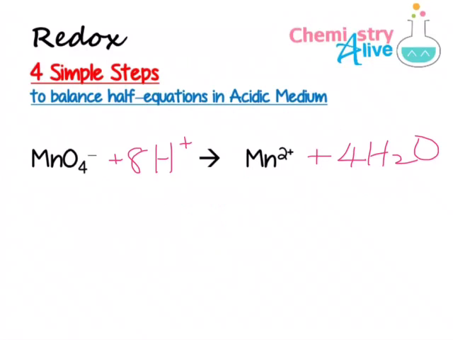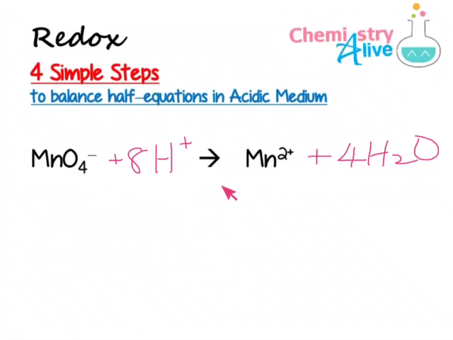Last but not least, we need to balance the overall charges by adding electrons. Let's take a look at our left side of the equation. Over here, we have a total of 8 plus, minus 1. So in total, we have 7 plus on the left. On the right, we have 2 plus here and 0 charge from the water, since water is a neutral molecule.